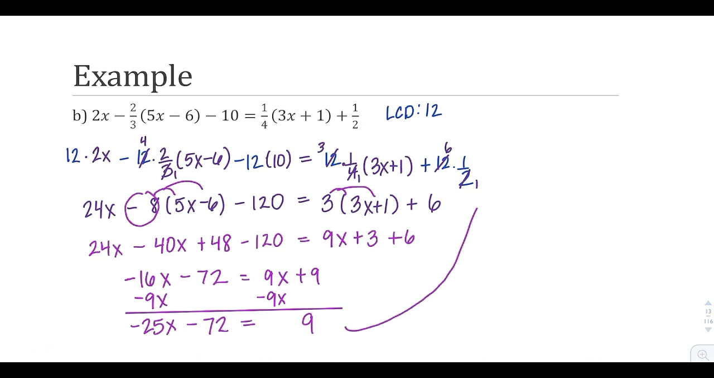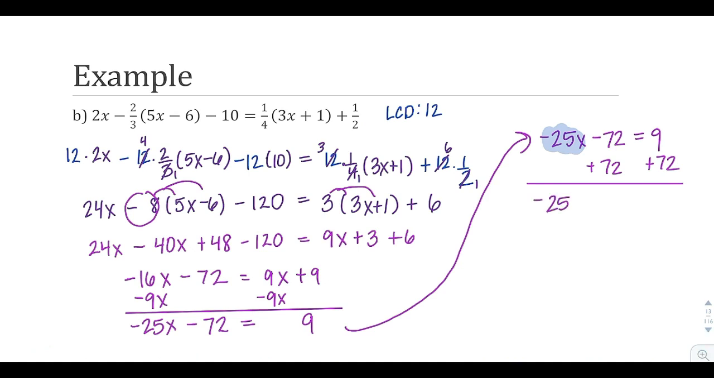So let's go ahead and bring this up here to finish this out. I have negative 25x minus 72 is equal to 9. So I just have one term involving x to isolate. So I'll add the 72 to both sides. So I end up with negative 25x is equal to 81.